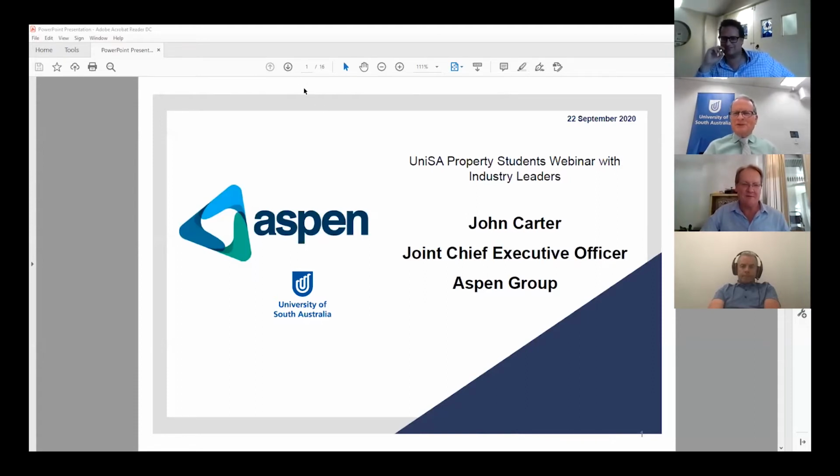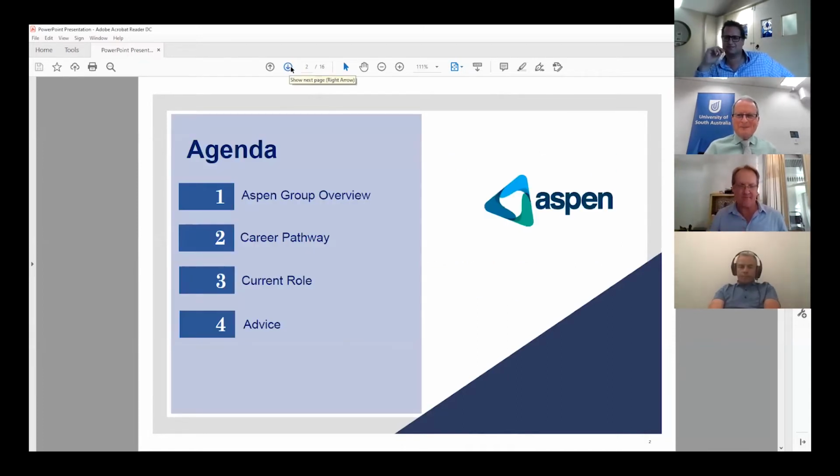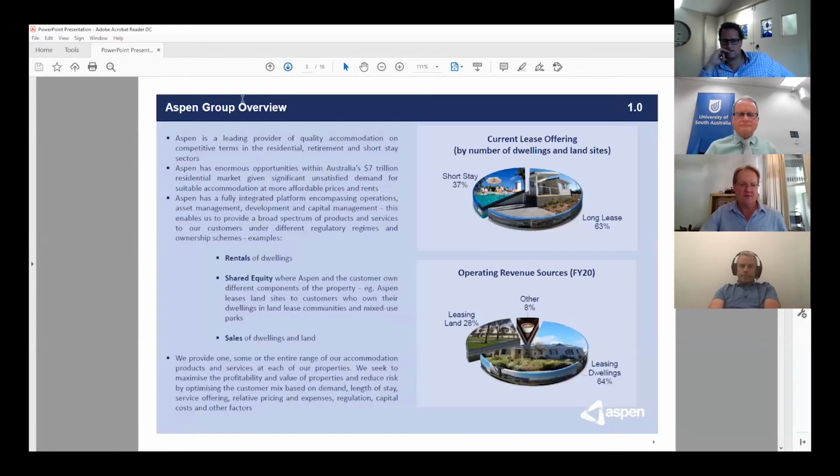So looking at a distinction at this stage. All right. So look, I thought I'd just explain Aspen, which I think is a one of its kind REIT. So just trying to explain what we do. We focus on residential, retirement and short stay sectors. We think that the investable universe is about 7 trillion. So we think it's the largest asset class available in Australia. Whilst we're relatively small at the moment, we think there's plenty of opportunities.